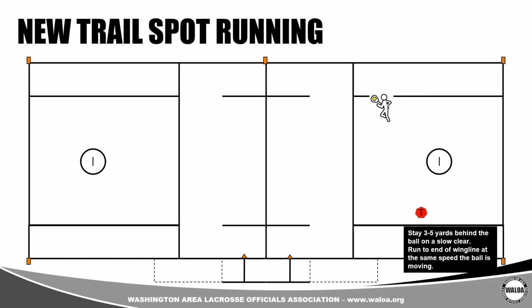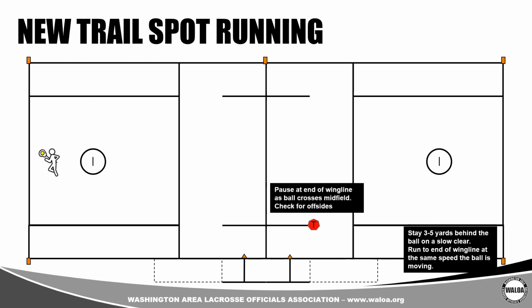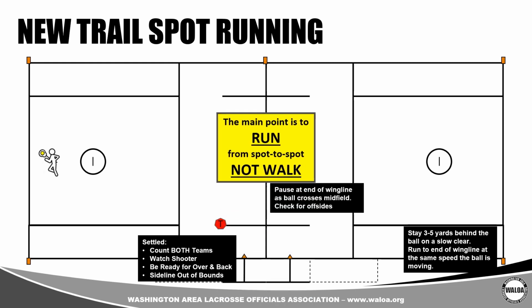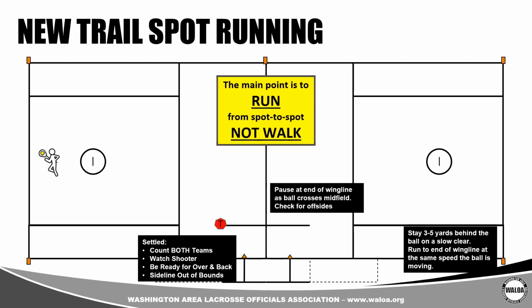First, stay 3 to 5 yards behind the ball on a slow clear. Run to the end of the wing line at the same speed the ball is moving up the field. Take a pause at the wing line as the ball crosses midfield. Check for offsides. Next, move into your new trail position at the end of the wing line on the offensive side of the field. Count both teams, keep an eye on the shooter, always be ready for over and back, and make sure you remember you have the sideline out of bounds.